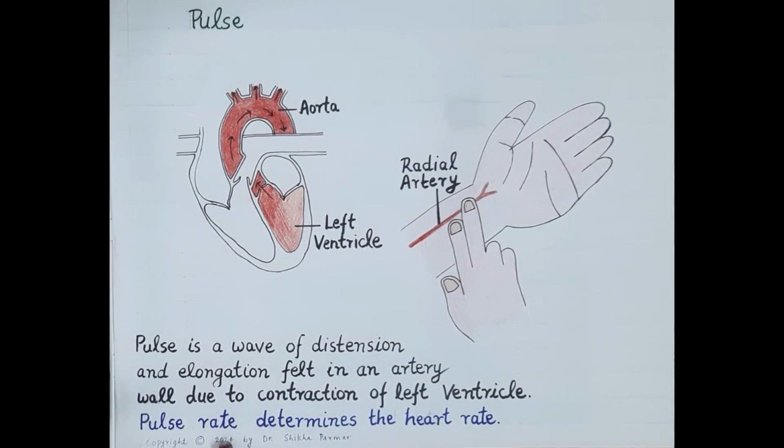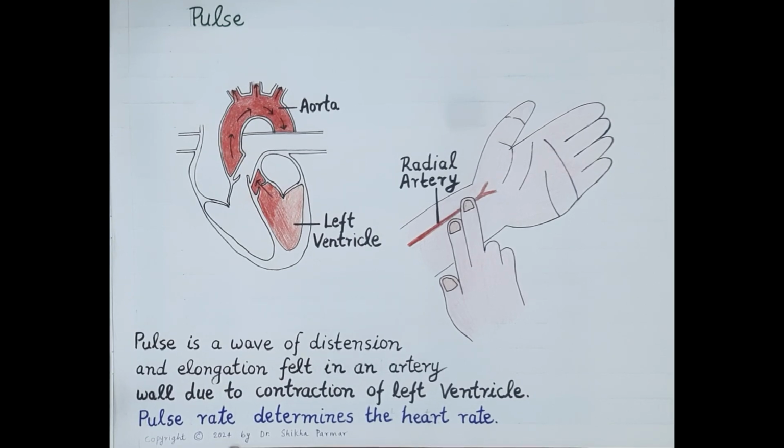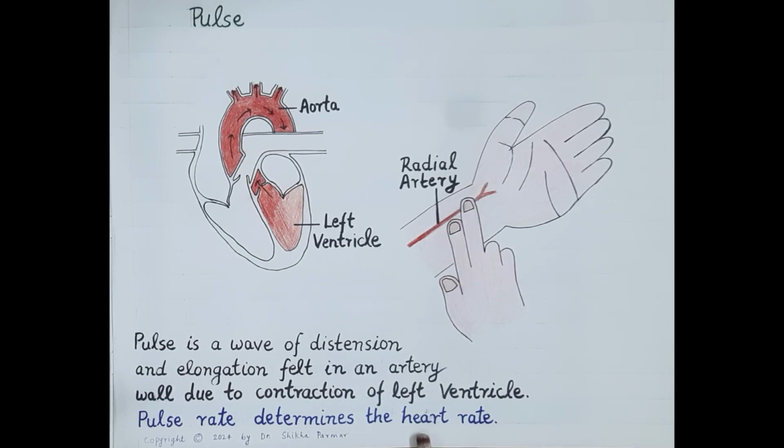Now the pulse rate gives us information about the heart rate. Then it gives us information about the regularity of heart rate. That is, if the intervals between the two beats are equal or unequal. It also tells us about the strength of the beat. Now let's understand how the pulse is measured.